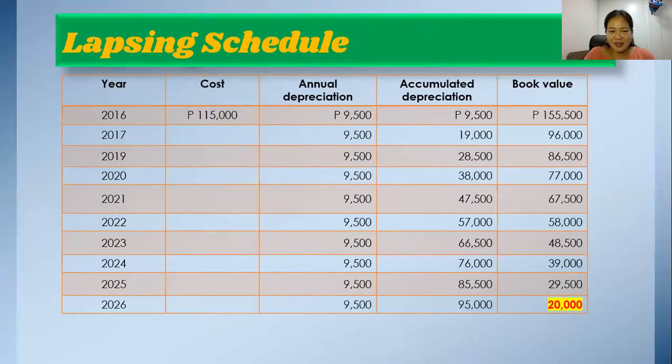So this is the lapsing schedule. This is now different compared to the other one because we have a salvage value or a scrap value. The scrap value should be the amount remaining at the end of the life of the asset. So you have it there. We have annual depreciation of 9,500. Then our accumulated depreciation is this one. So at the end of the 10th year, the remaining book value should be the scrap value of 20,000. Okay, so the process is the same as what we did with the first problem.